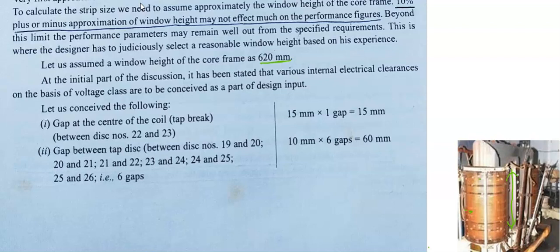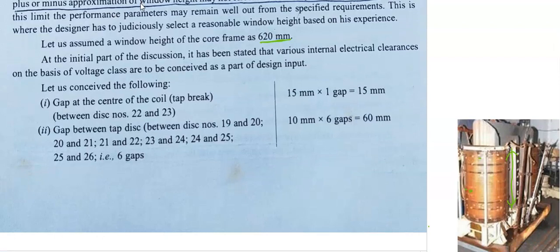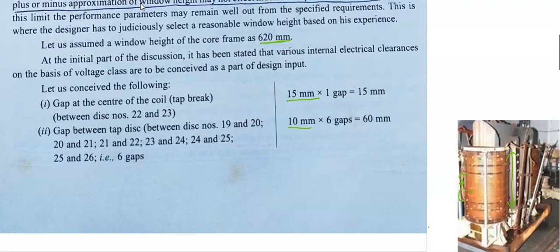Now see, the gap at the center of the coil, like the tap break, we have to keep 15 mm at the center. Exactly in tapping, at the center we are keeping a 15 mm gap of insulator. And the gaps between the tab discs, like 19, 20, 21, 22, in these we have a total of 6 gaps. I am talking about tappings. We are keeping 10 mm thickness gaps, and 6 gaps are there. If you multiply, you will get 60 mm.